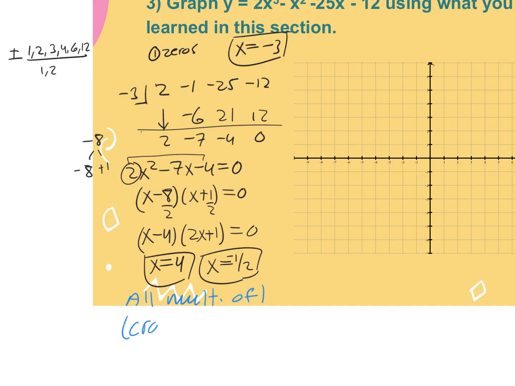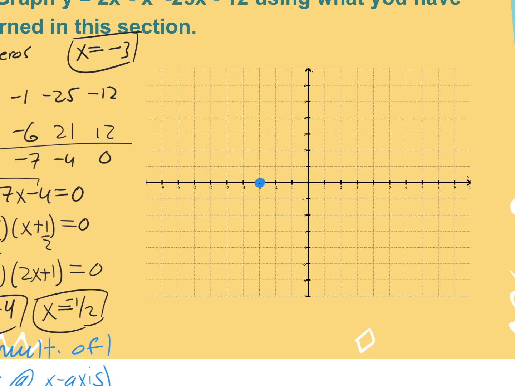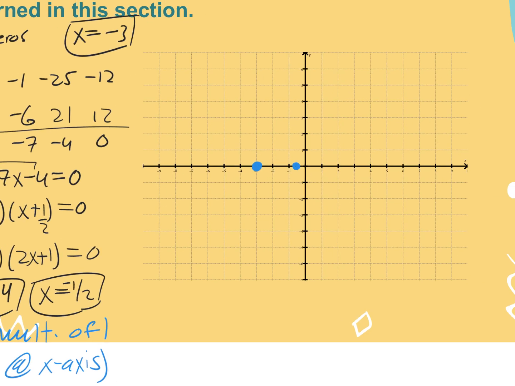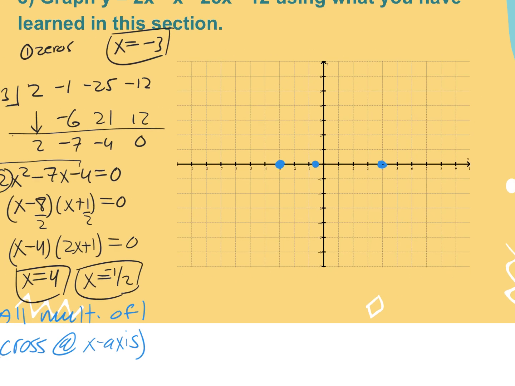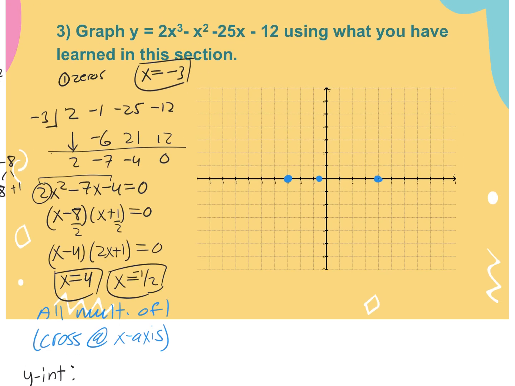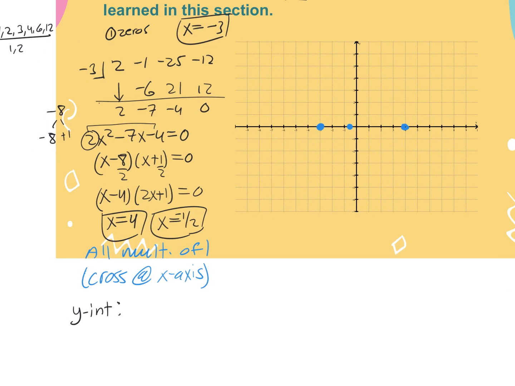So we're going to cross at the x-axis. None of these are going to bounce. I'm just going to go ahead and label this. I have a -3, a -1/2, which is somewhere right there, and then I have a 4, which is going to be right there. I want to know what my y-intercept is going to be. Since this is a polynomial in standard form, I'm just going to use my constant. So my y-intercept is going to be (0, -12).